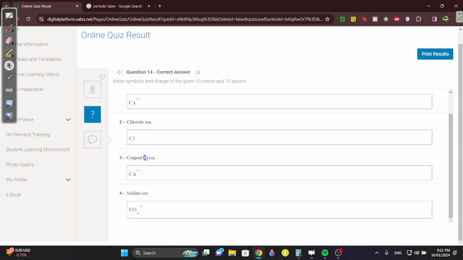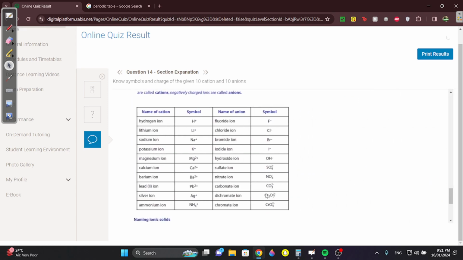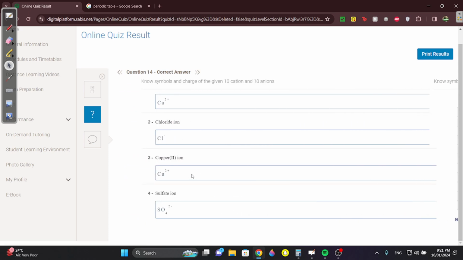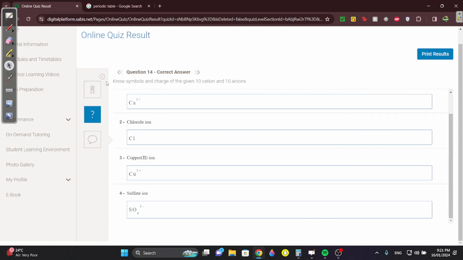And they say 2 here, so it's definitely going to be 2. But please pay attention. Why is it plus? Because copper is a metal, and metals are always positive. So this is a way you could do it, or you could just memorize it. Sulfate ion is in the table somewhere here. SO4 2−. You memorize them here.